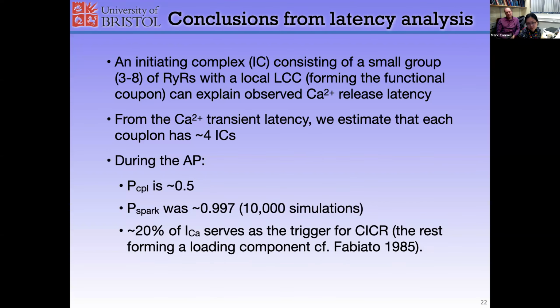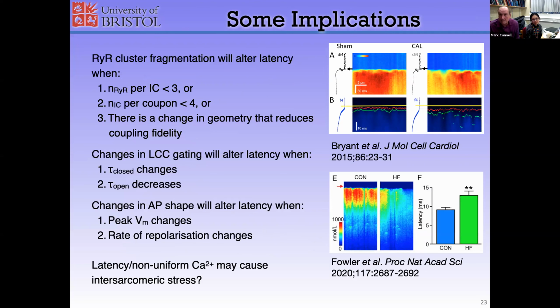And to go through some implications. Okay, thank you, Cherrie. So this is all quite hardcore biophysics. Perhaps does it mean anything that might be important? Well, I think in the context of the accumulating evidence by various groups, including a lot of work by Bill Lederer, that we've seen this cluster fragmentation under various pathological conditions.